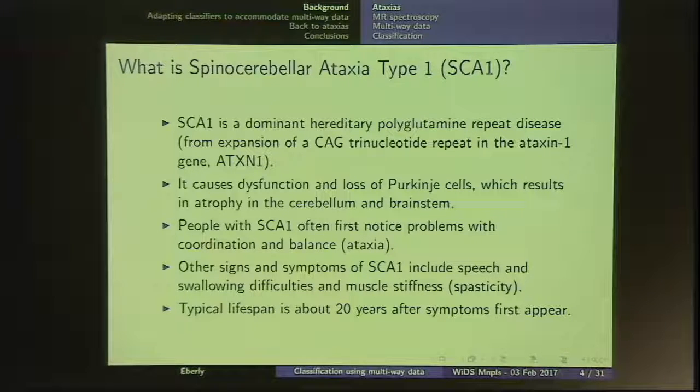And the typical lifespan is about 20 years after symptoms first appear. If symptoms first appear relatively young, late teens, early 20s, that often means a more aggressive disease and death can occur sooner. If it's later onset, that often means a slightly longer lifespan.